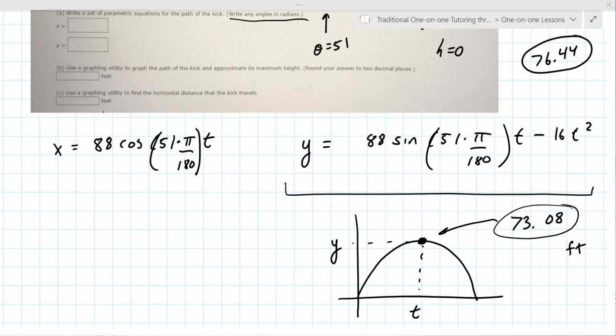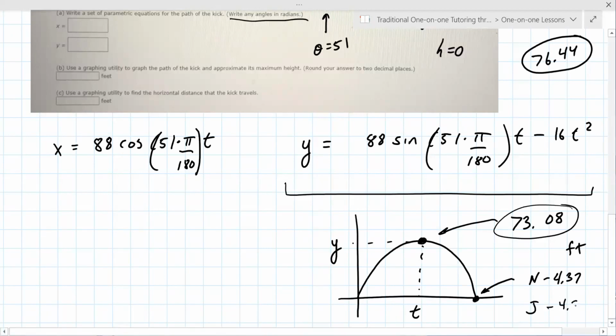So for part C, where it says to find the horizontal distance that the kick travels, you actually need this t value right here first, which is not the one that you just found. You want to know where it hits the ground. So for Niko, I'll put a little n here, 4.37. And Jamie, yours, that's not the answer, by the way, that's just the time. In physics, you often need time. Yours is 4.27. So you take those time values and you put them back into the x equation.